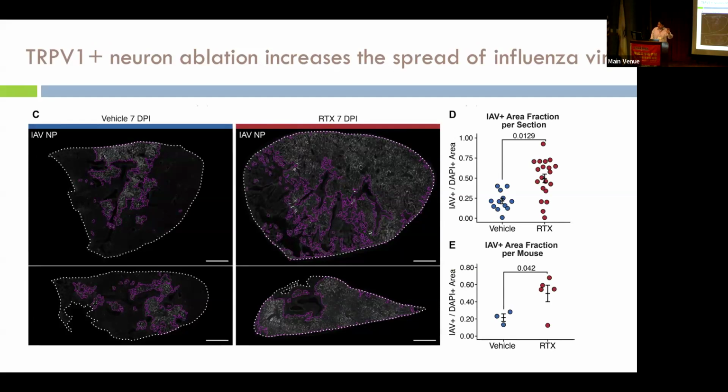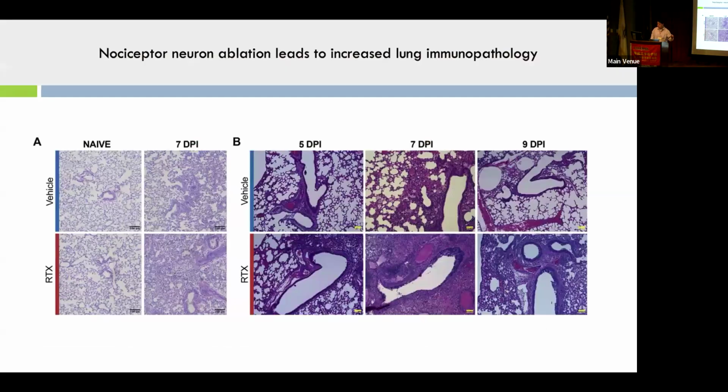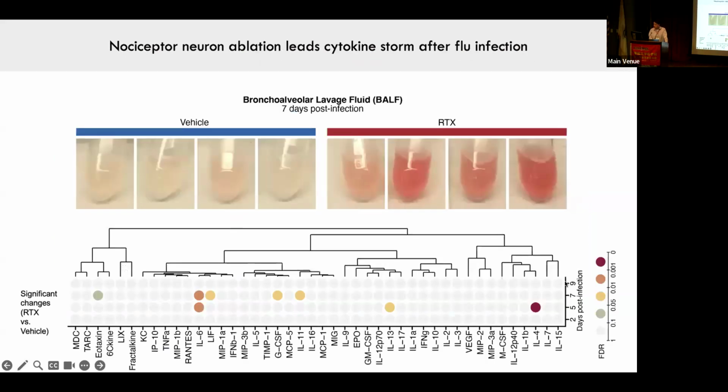So this is then accompanied by something else, which, as I mentioned earlier, is really important for actually causing death in humans, is immunopathology. So if we looked at histology by H&E, you could see that in the mice lacking the nociceptors, RTX treated mice, there's a lot more fluid accumulation, especially at these later time points, plus influx of immune cells. So we thought maybe that's what the role of the neurons are, is to control the immune response.